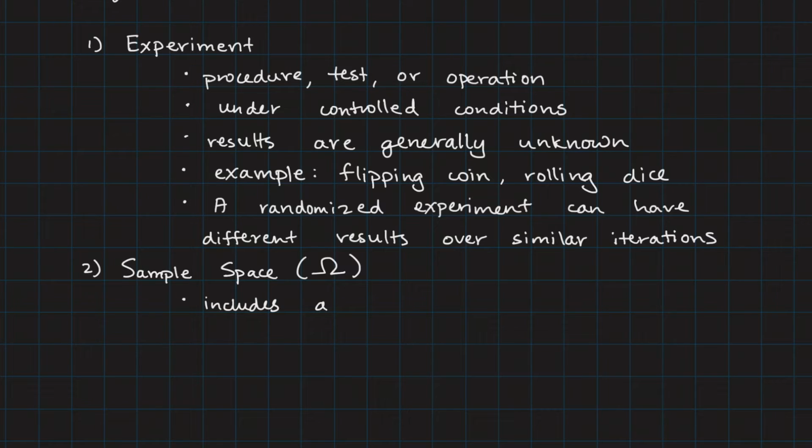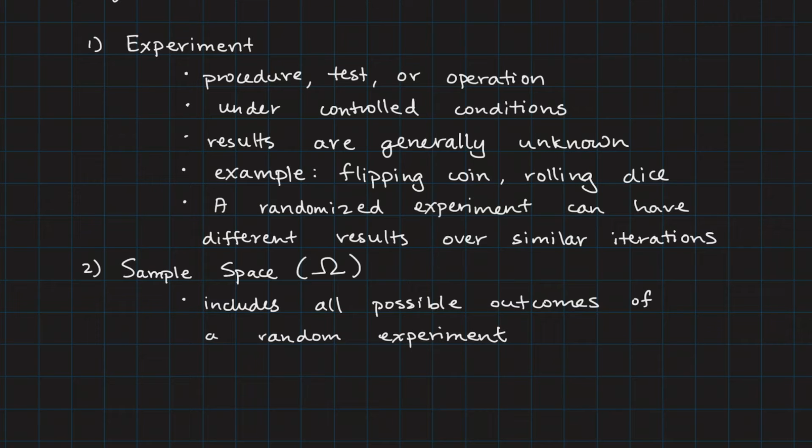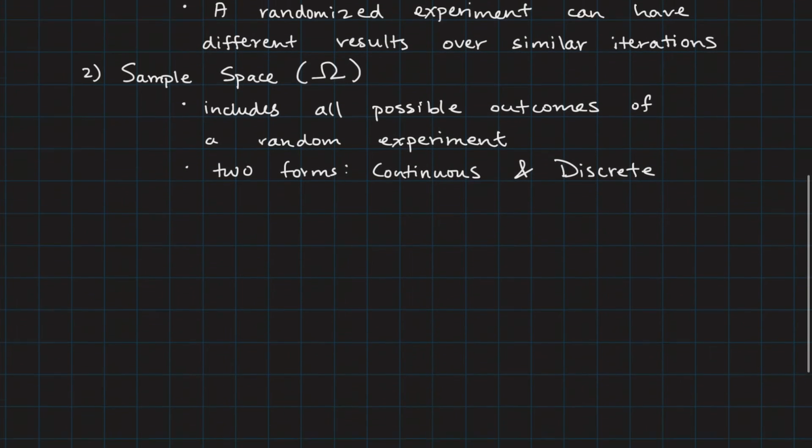Essentially, a sample space is a set that includes every possible outcome of a random experiment. Going back to our coin flip example, the sample space is heads and tails. If we have two coins, this increases to include all possible results from the coins. There are two forms of sample spaces, continuous and discrete. We'll dive deeper into the differences in these two in a future video.